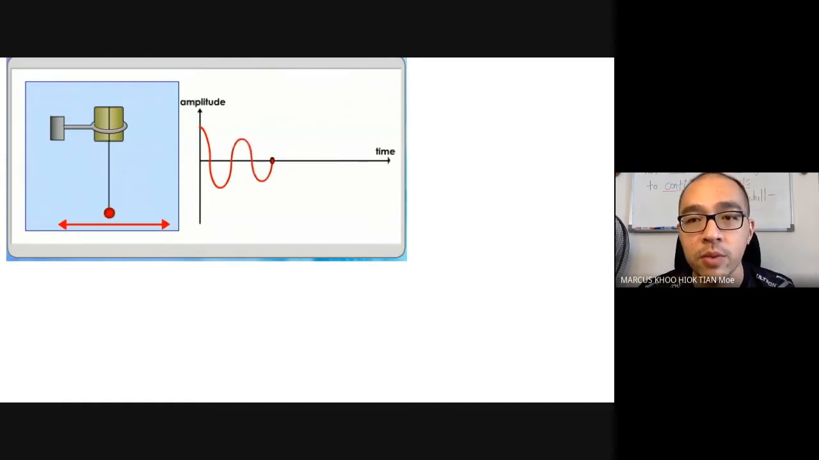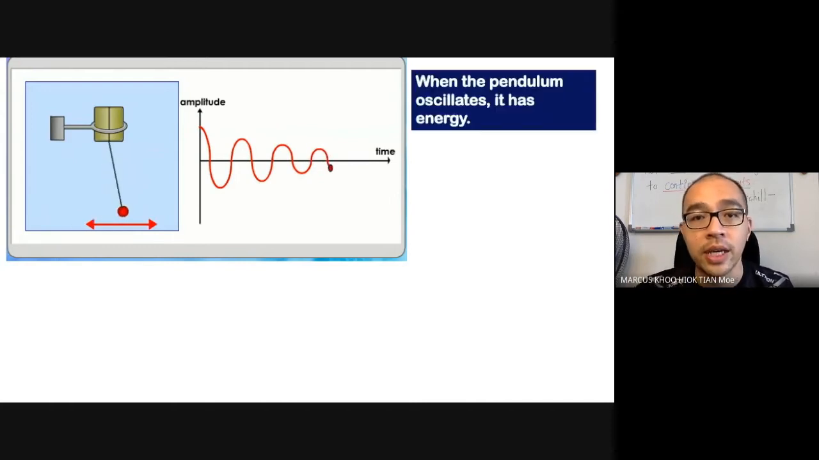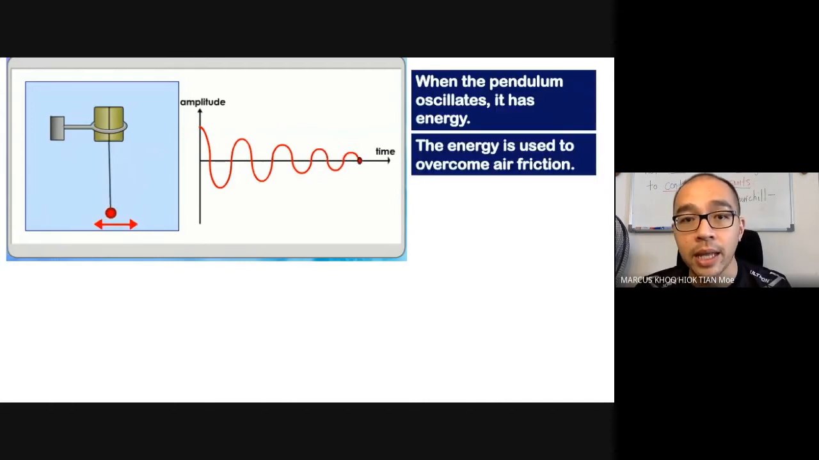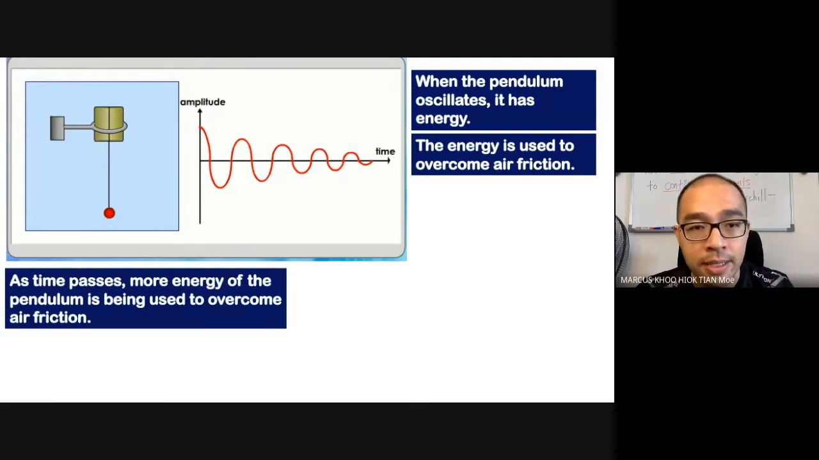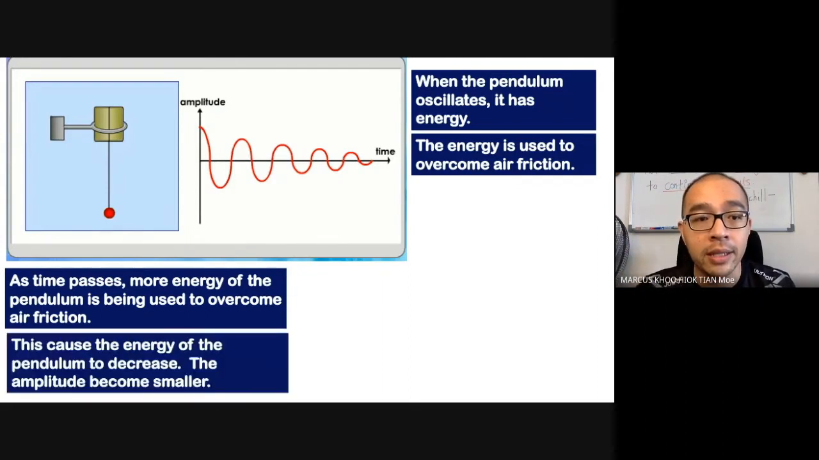Okay, so the same thing we see over here. When the pendulum oscillates, it has energy, and the energy is used to overcome air friction, which is what I think Ethan was trying to get at. And so as time passes, more energy is being used to overcome air friction. So the pendulum is going to lose its energy. This causes the energy of the pendulum to decrease, to dissipate, and therefore the amplitude becomes smaller.